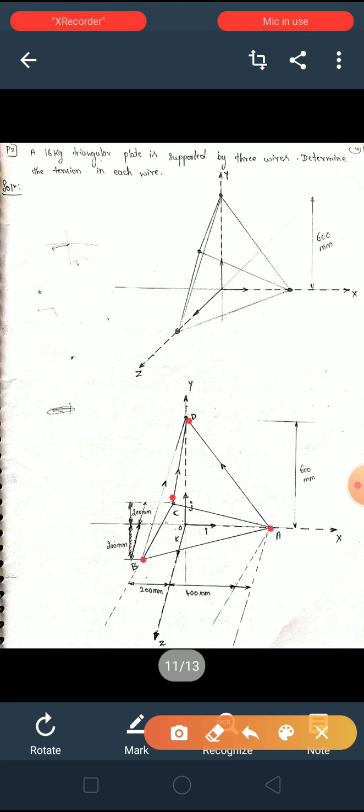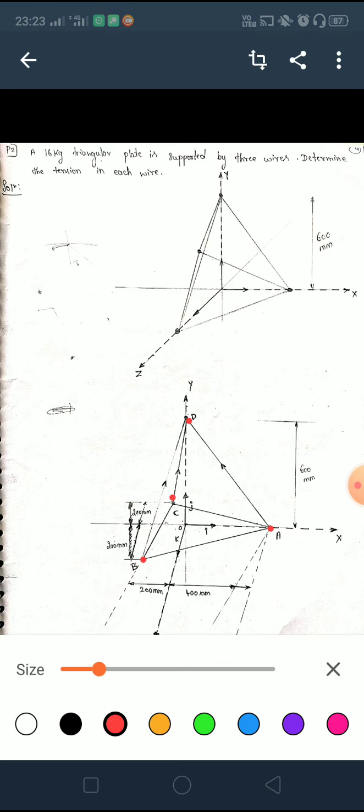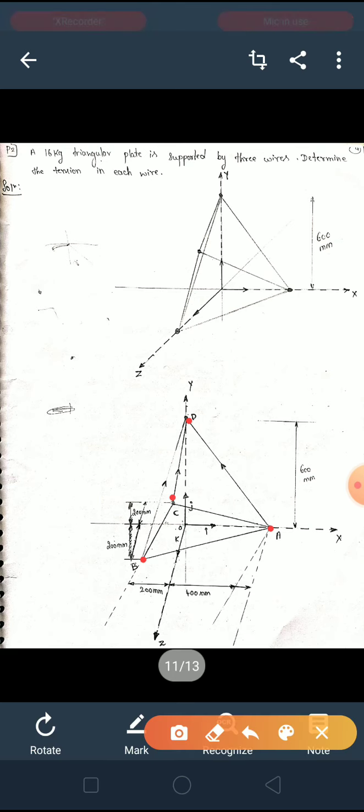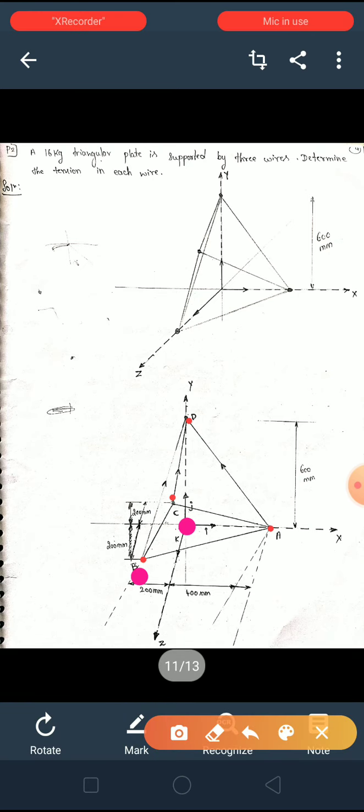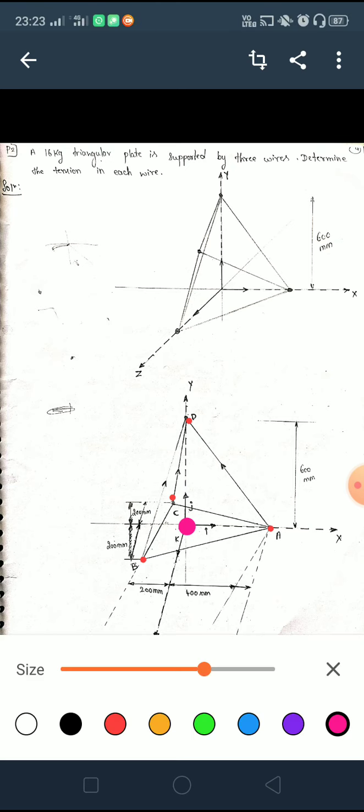Okay, so where is the origin? Origin is here. This is the origin point. Now what you have to do is find the coordinates of the different points. First from the origin, you have to find the coordinate of A.